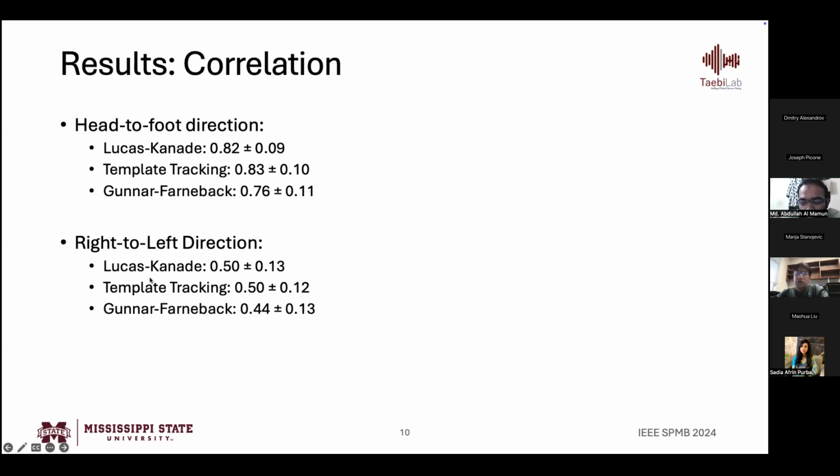For the right-to-left direction, correlations were lower. Lucas Kanade and template tracking achieved around 0.5 plus minus 0.12, while Gunnar Farneback achieved 0.44 plus minus 0.13. Here we can see that Lucas Kanade and template tracking consistently achieved stronger correlation, particularly in the head-to-foot direction.